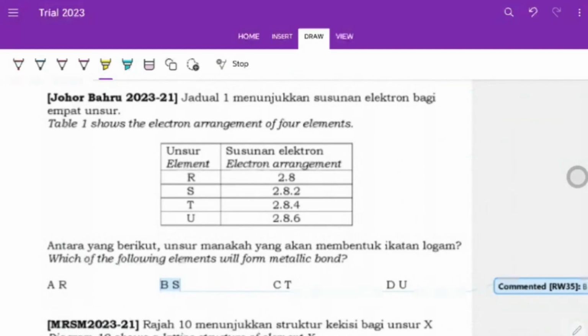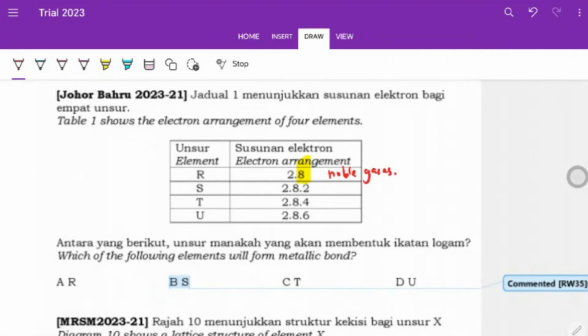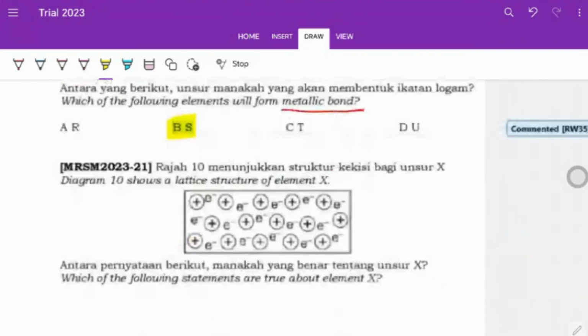The table shows electron arrangement for metal. R has 8 valence electrons, so it belongs to group 18. It never reacts, so it's a noble gas, already achieved octet electron arrangement. Now group 2, group 14, this one gives group 16. So which one will form the metallic bond? Search for metals. Only one, right? So it's S, metal. Group 1, group 2, group 13, they are metals.